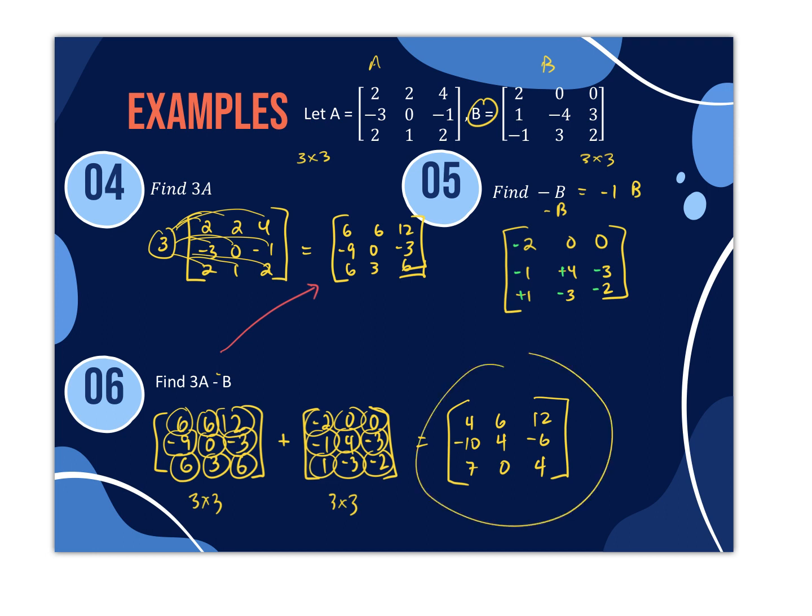So again, just be careful. For 3A, you're going to multiply the 3 times every term inside of A. Negative B, you're basically going to either multiply every term inside of B by negative 1, or just flip signs. And then 3A minus B, or plus negative B, is going to be the sum of those two.